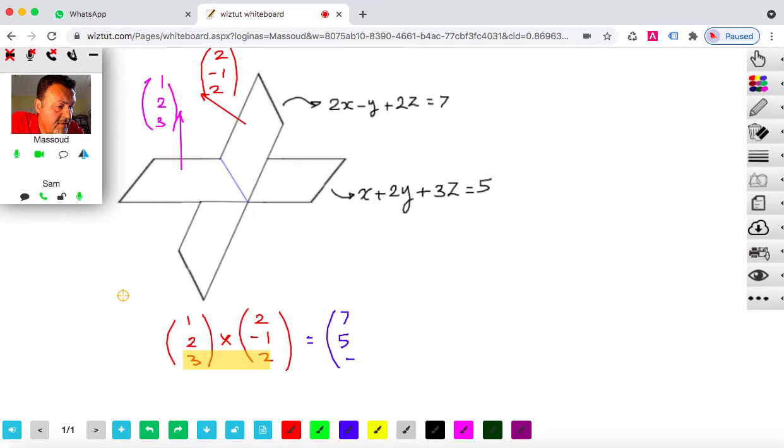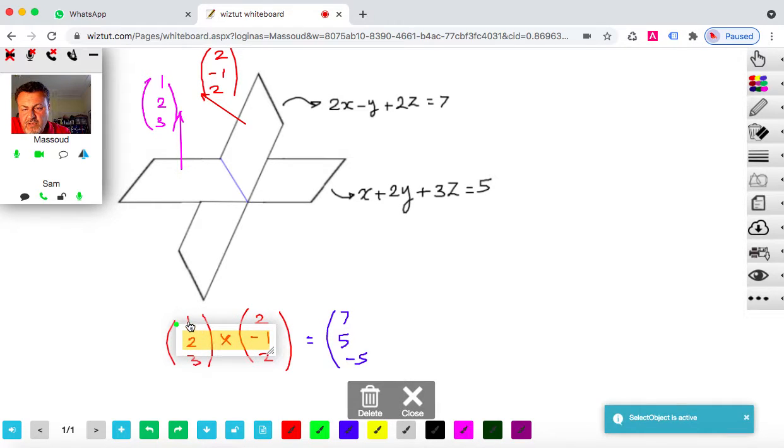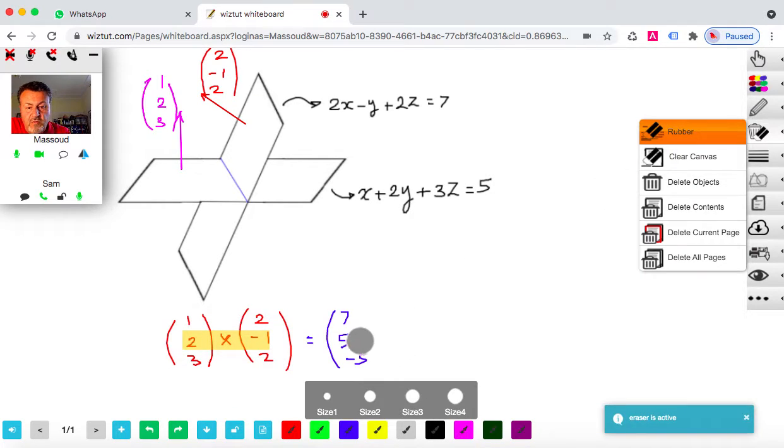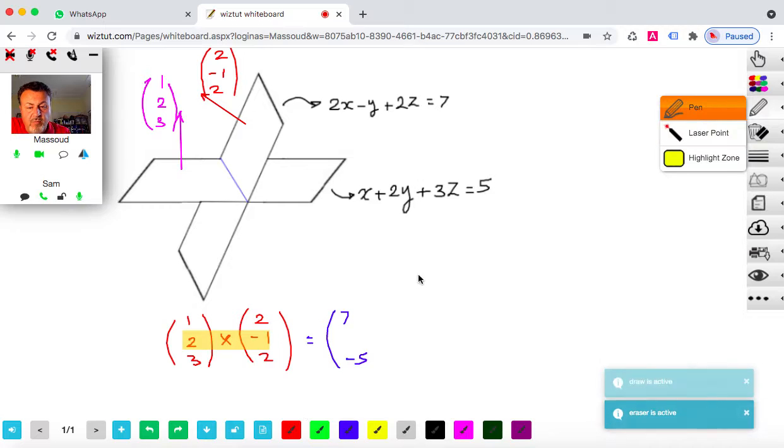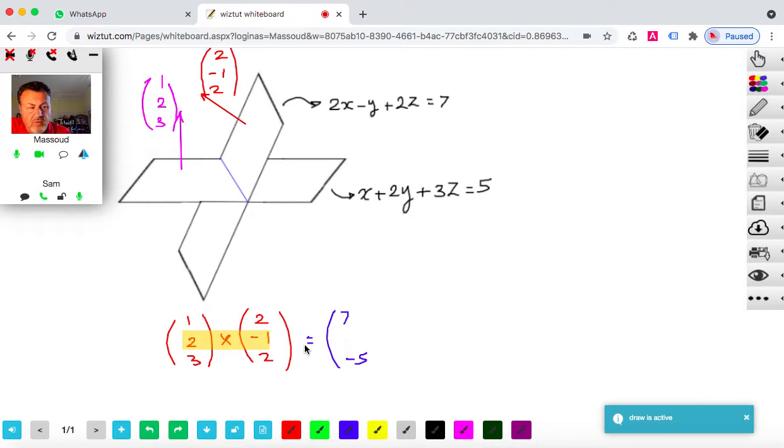Did I make a mistake here? Let's just check to see if I made a mistake in the second one. So that's 2 take away 6. That's 4. Yeah, so 2 take away 6 will be minus 4. So that changes to positive 4.